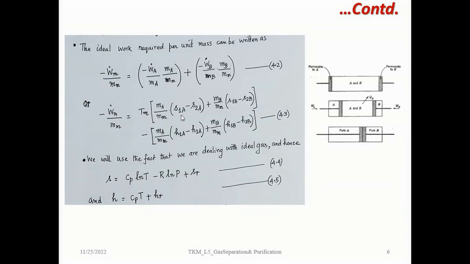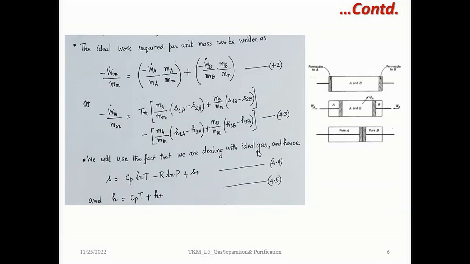There is also another term relating to H. That is minus M dot A by M dot M into H1A minus H2A plus M dot B by M dot M into H1B minus H2B. These are the two terms which come in. Now what we can do is treat these gases as ideal gases.